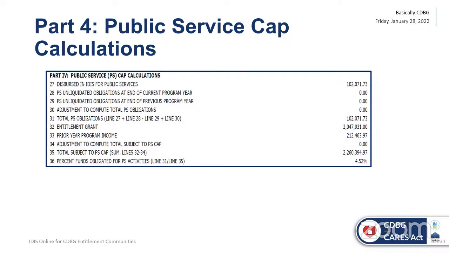Part 4 is the public service cap. For regular formula CDBG funds, no more than 15% of the grant amount plus prior year program income can be used for public services. So this portion is to check whether you are in compliance with the public services cap.